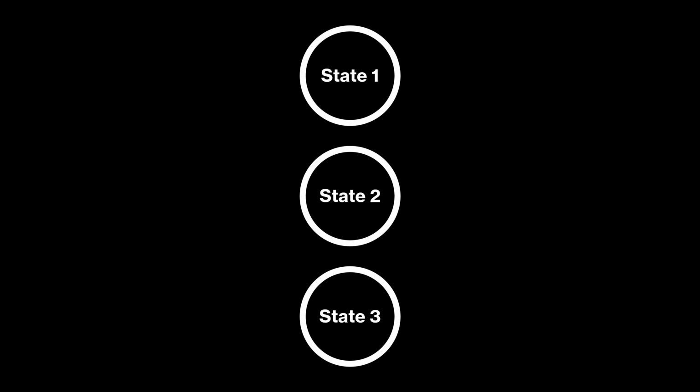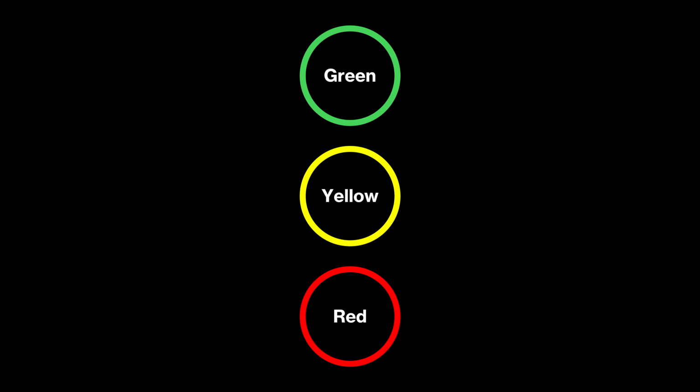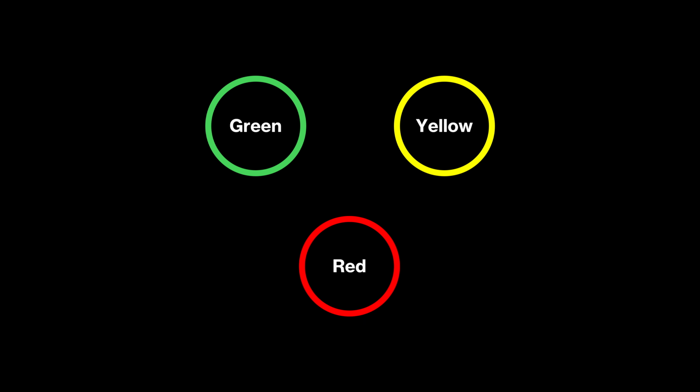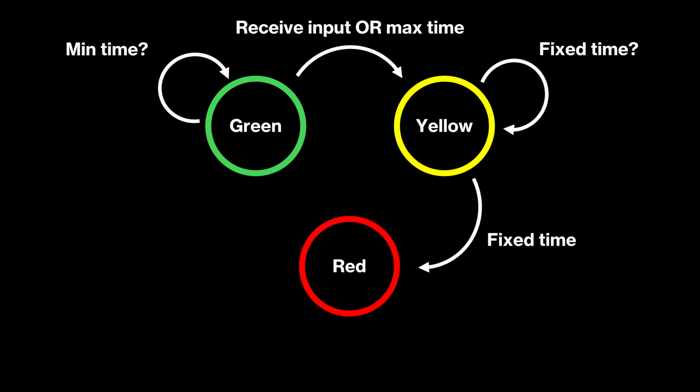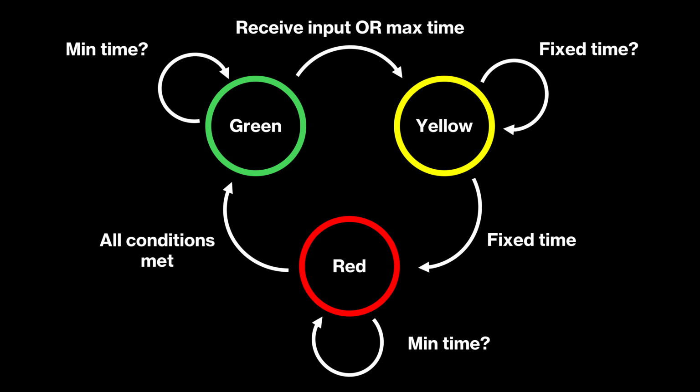A stoplight is a classic real-world example. It has 3 states: green, yellow, and red. The state changes when specific conditions are met. Green has a minimum time on, then switches to yellow based on a time limit or input from other lanes. Yellow waits a fixed time before switching to red. Red also has a minimum time and switches back to green once all conditions are met.